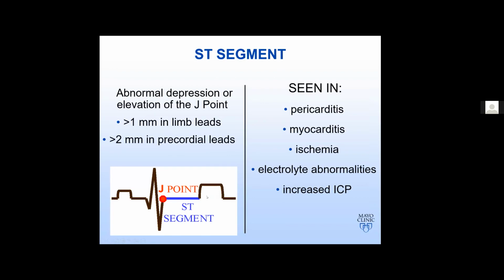So this is the baseline of the heart. If we draw this over, we're going to look at where the QRS ends and look at this J point. And if this is elevated more than 1 millimeter in the limb leads, 1, 2, 3, AVR, AVL, and AVF, or 2 millimeters in the precordial leads, V1 through V6, then we're going to be concerned. And there's a whole wide variety of things that will elevate the ST segment: pericarditis, myocarditis, ischemia, electrolyte abnormalities, or increased intracranial pressure.